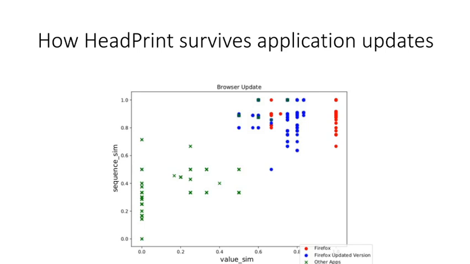fingerprint. However, you see that the sequence similarity is pretty much the same. It doesn't drop. It's an orthogonal feature that is not affected by software updates, and it helps keep the correct detection of the application. If we look at the other applications, also in this case, the majority do not correctly match with the fingerprint. So that's how HeadPrint can deal with application updates.